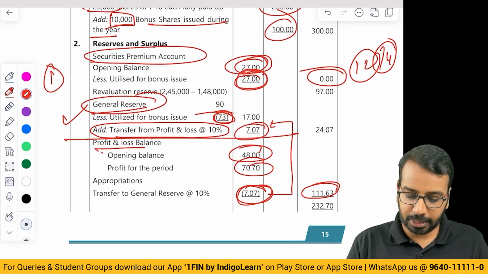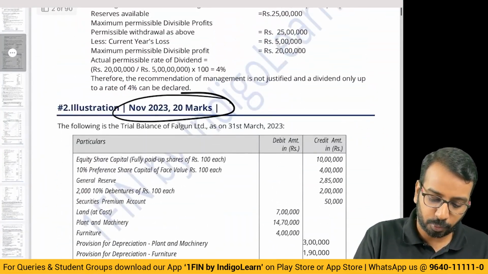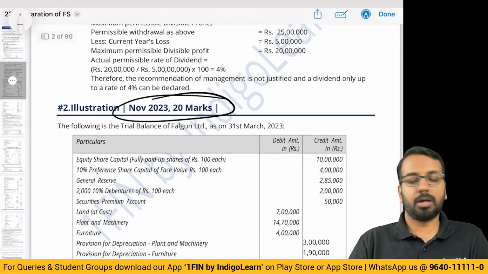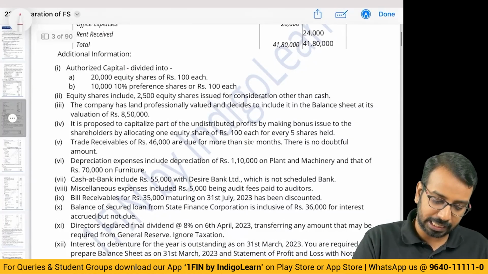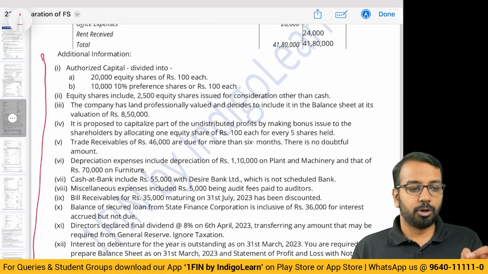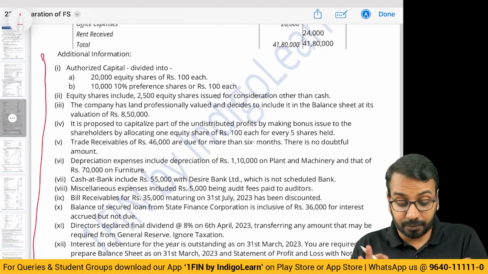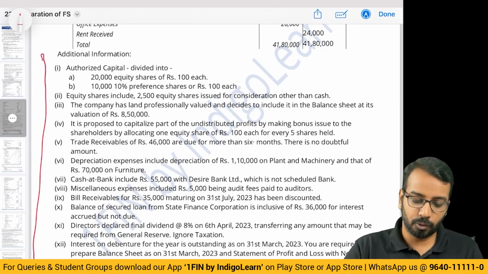Now the next question I wanted to discuss was a longer question, actually a 20 marks question. Now 20 marks will not be tested, of course. So what they will do is they will reduce the adjustments. This has 11 adjustments, a very long question. They will reduce the number of adjustments and give that in the examination. Alright, so let us see.